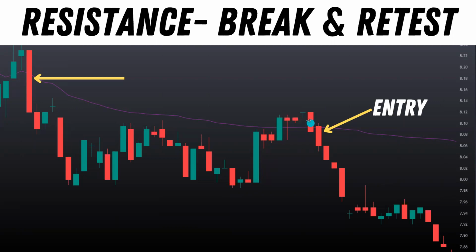So this shows that buyers were not able to come in and really take over in the market and have the bulls push price higher. This is showing weakness in bulls and rather strength in sellers. And then you can enter on the next candlestick after we break and do the retest.